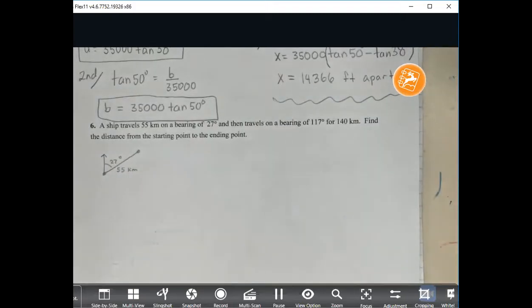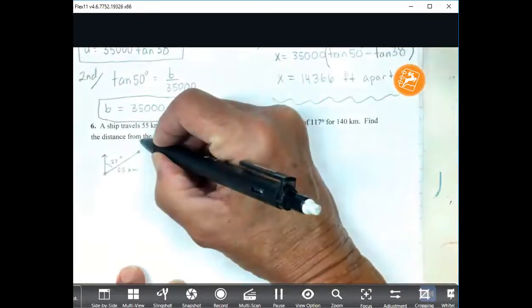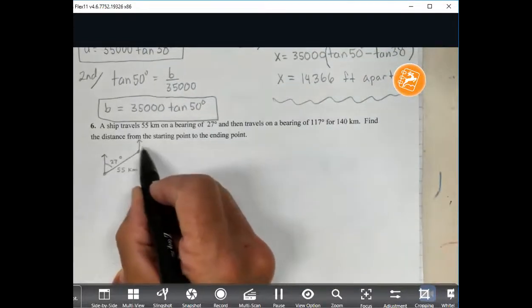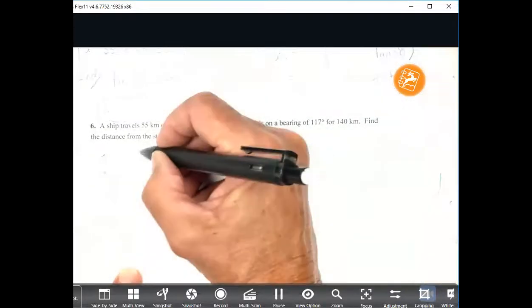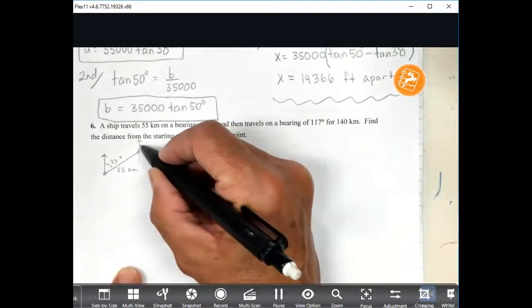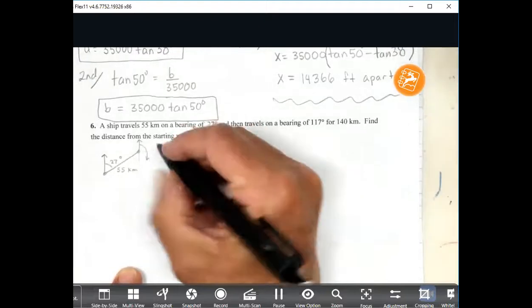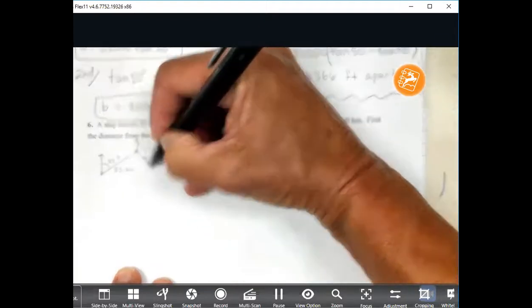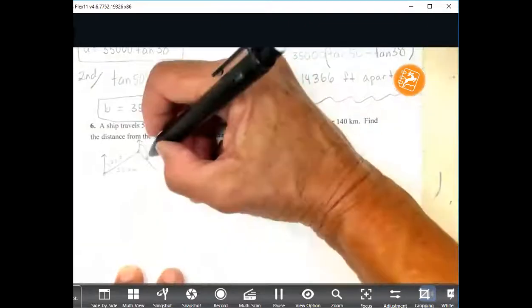Now it's going to travel on a bearing of 117 degrees. So from that terminal point, I'm going to draw another north line and measure a 117 degree angle. From here to here would be a 90 degree angle. From here to here would be 180 degrees. So 117 might be putting me somewhere in the neighborhood of here. The ship now is going to travel there for a while. He goes 140 kilometers.